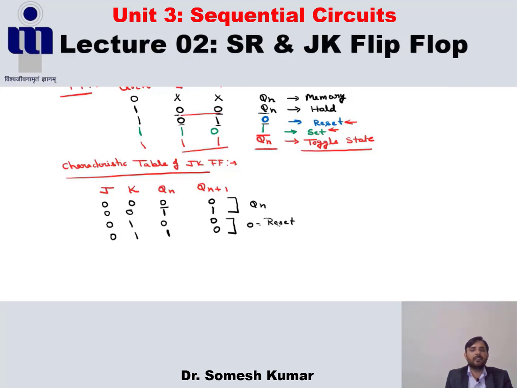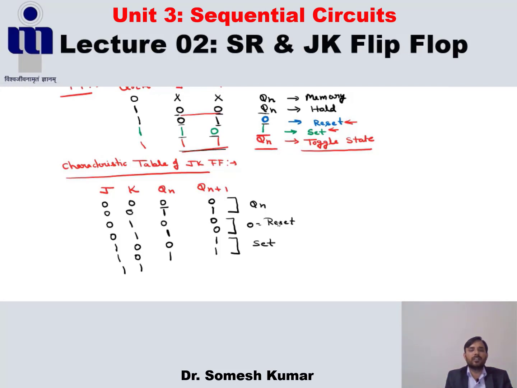What happens in the next case? If J is 1, K is 0 and the previous state is 0, the output Qn plus 1 is always set, meaning 1, so I write 1. The output Qn plus 1 also remains 1 when the previous state is 1. So for 1 0 1, Qn plus 1 remains 1, and this is called the set state.